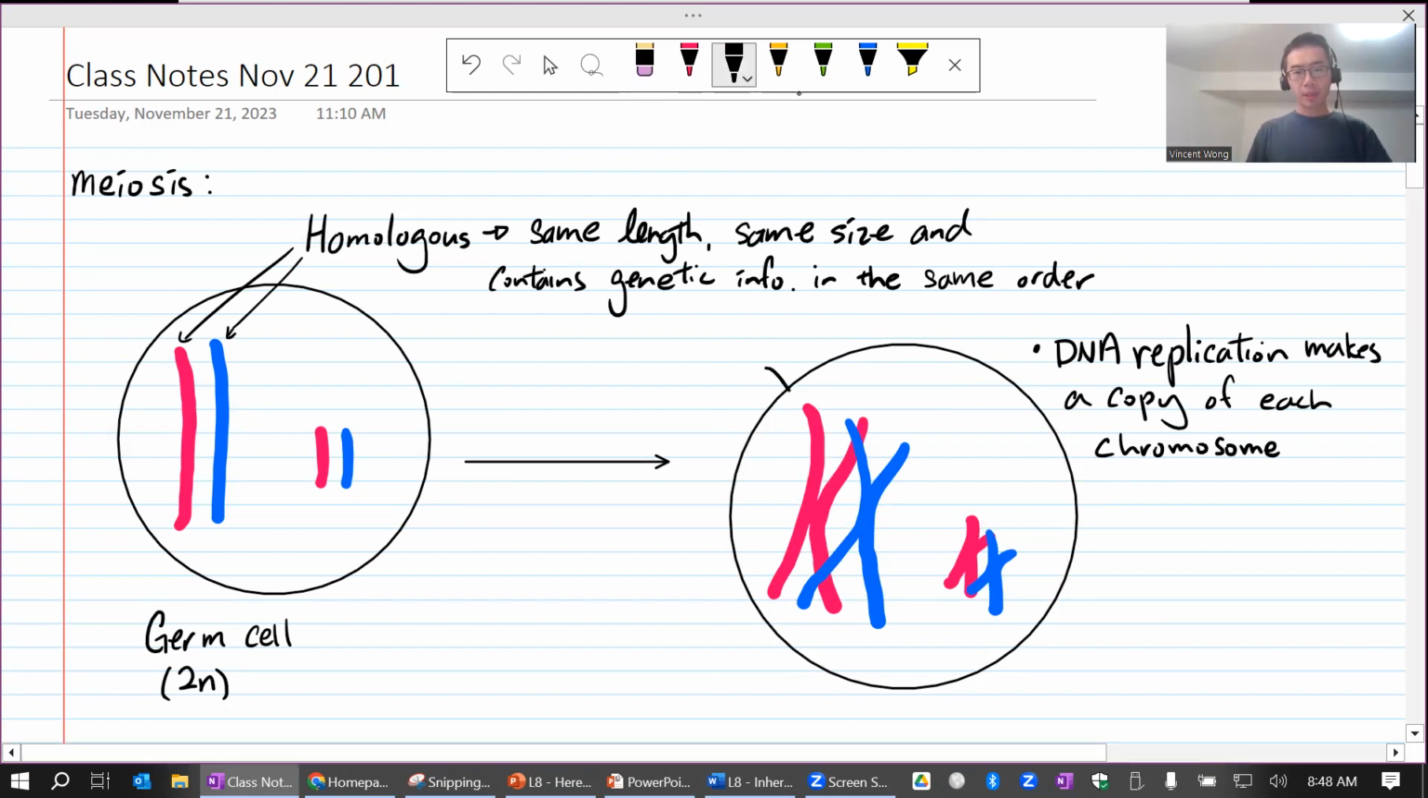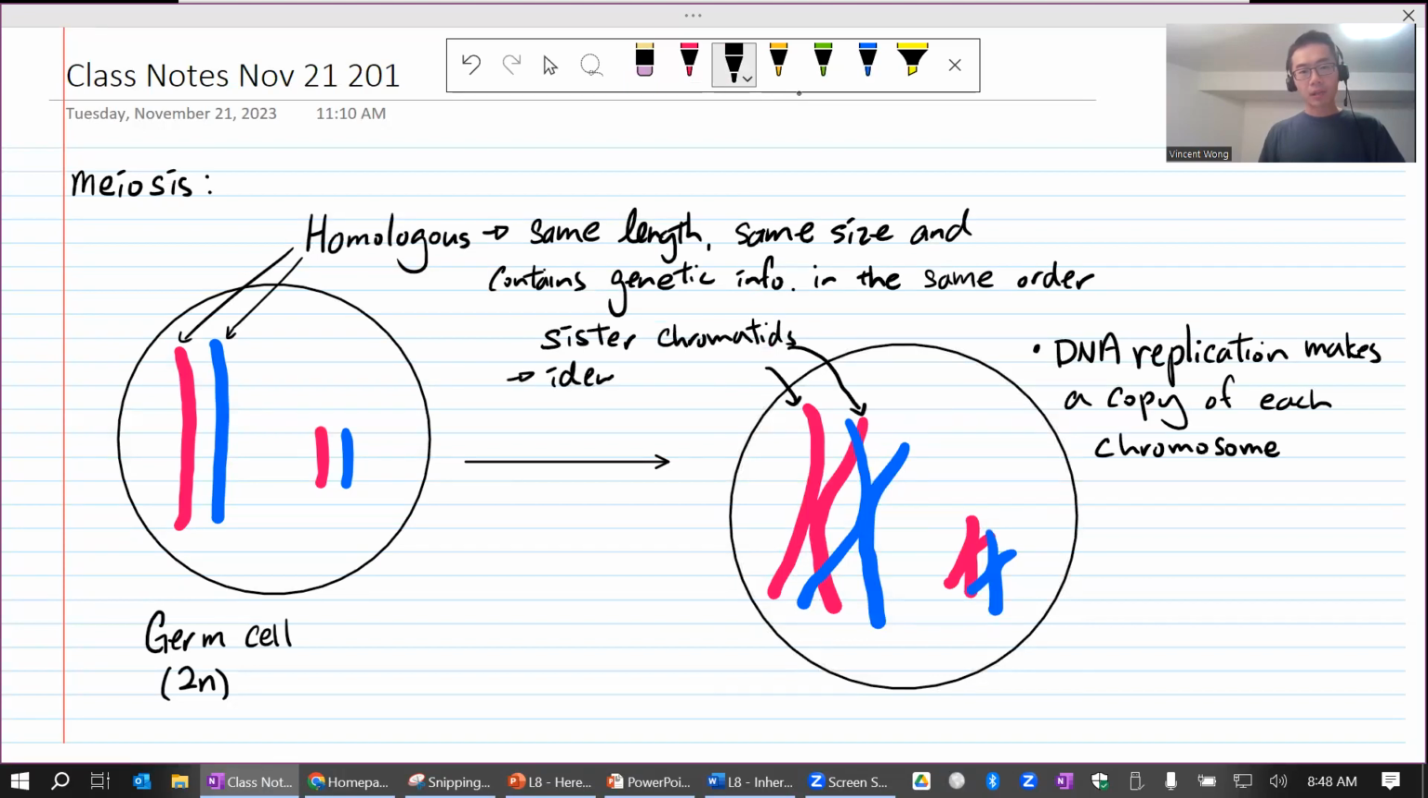And again, just some terminology for you. These two right here, the red and the red, they are called sister chromatids. Okay? They are identical copies of each other, right? And they're held together at the centromere.